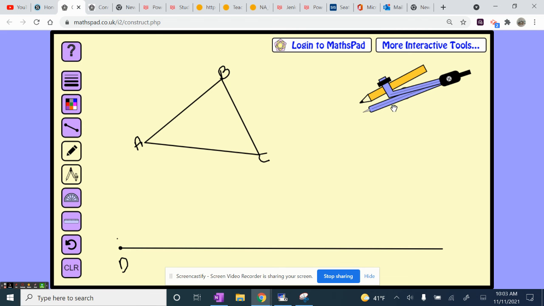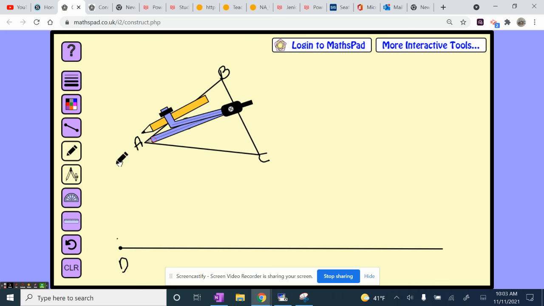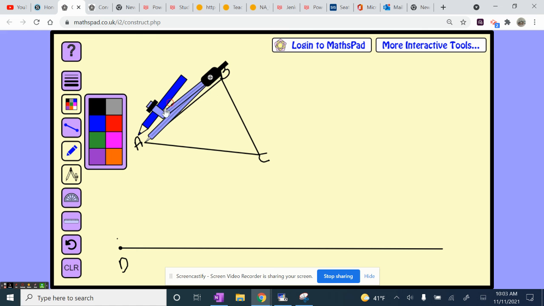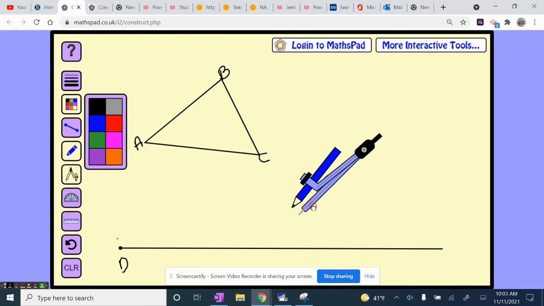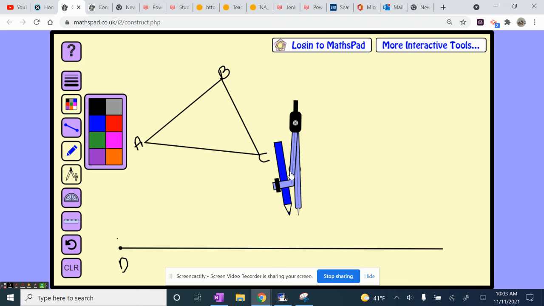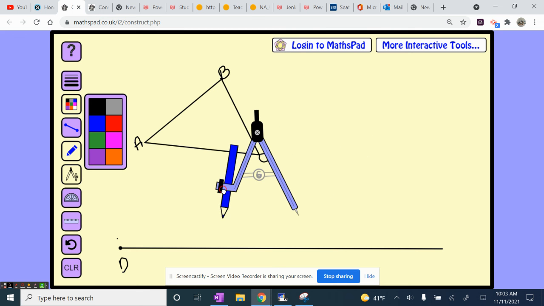Okay, so the first thing that I'm going to do is construct angle A at D. So I'm going to come here, put my needle on A. I like blue for my first, so I'm going to do blue. I'm going to unlock my compass. My compass is so tight. How can I unlock this? Let's see here. There we go. So I'm going to construct angle A at point D.